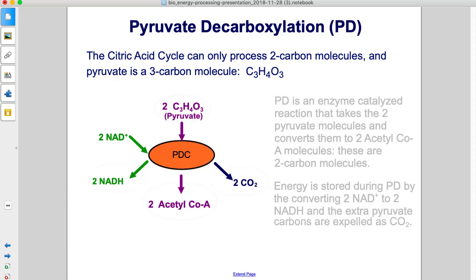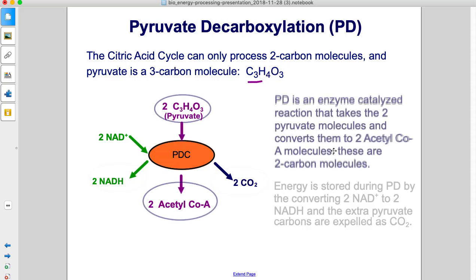Pyruvate decarboxylation. The citric acid cycle can only process 2 carbon molecules, and pyruvate is a 3-carbon molecule. PD is an enzyme-catalyzed reaction that takes the 2 pyruvate molecules and converts them to 2 acetyl coenzyme A molecules. These are 2 carbon molecules.